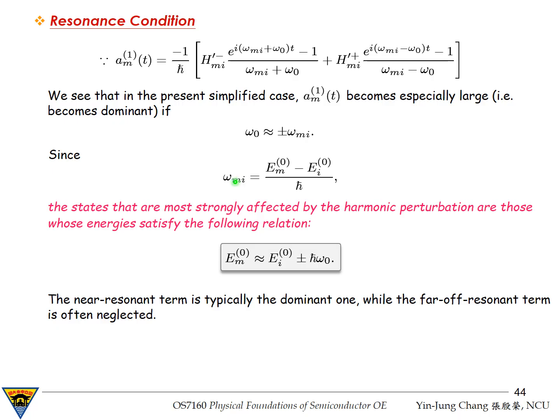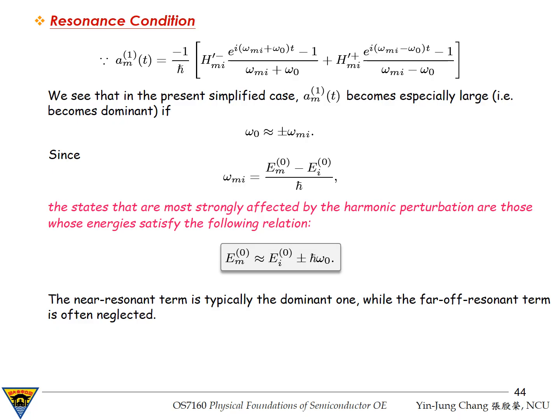Now, since omega sub mi is expressed in terms of the energy difference between the two unperturbed states involved in the transition, this resonance condition can be further written as shown in this equation, which is the central resonance relation. It tells us that the harmonic perturbation most strongly affects those states whose energy difference from the initial state is approximately equal to the quantum energy h bar omega naught carried by the oscillating time harmonic perturbation.